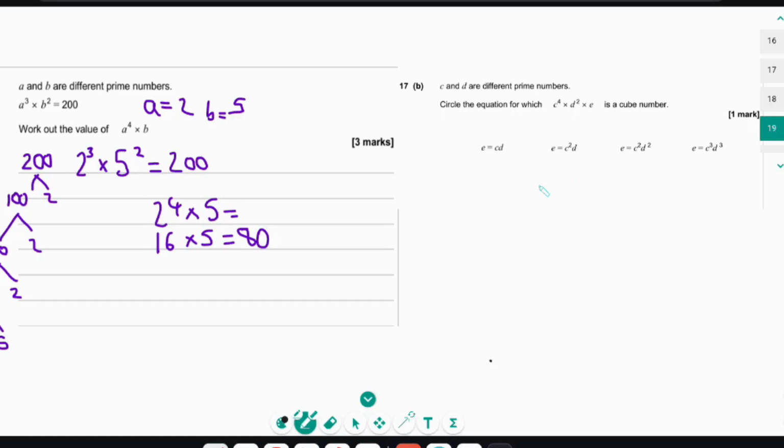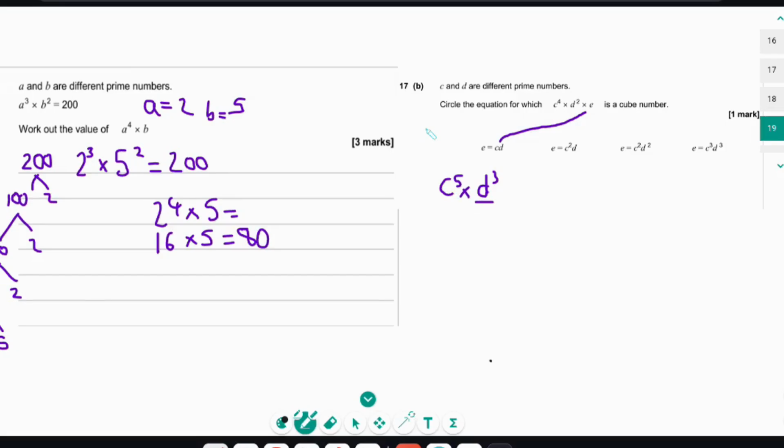C and D are different prime numbers. Circle the equation for which C to the power 4 times D squared times E is a cube number. So if E equals CD, if I replace E for CD here, I'd have C to the power 4 times C, which is C to the power 5, times D squared times D, which is D cubed. D cubed is obviously a cube number. C to the power 5 is not, because you couldn't have a number times by itself to give you C to the power 5.